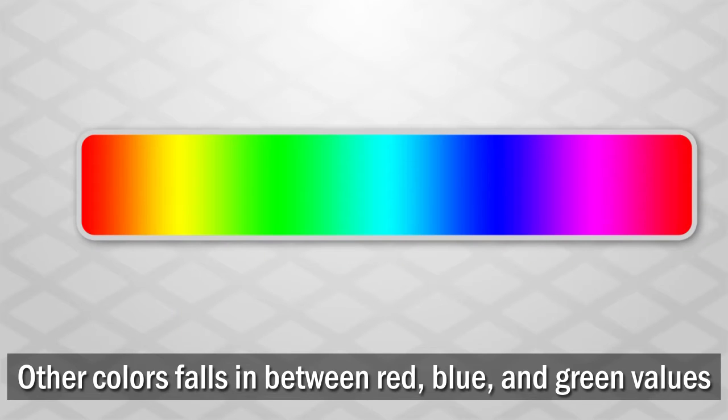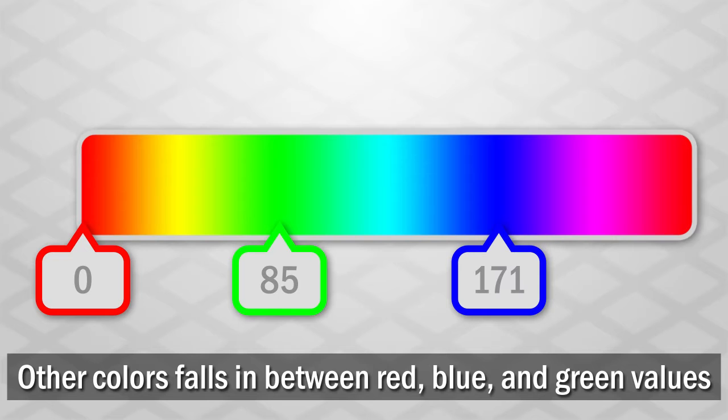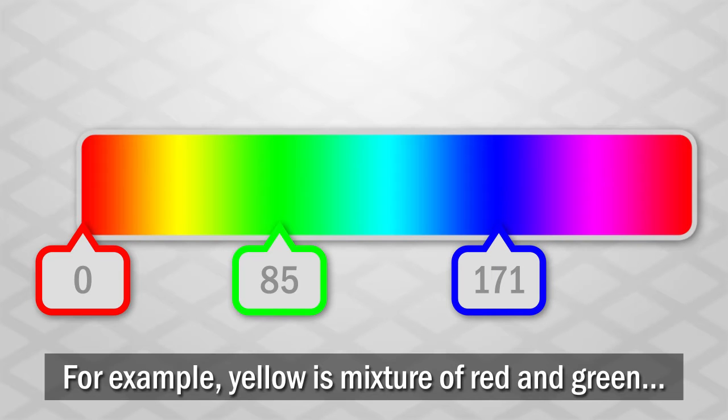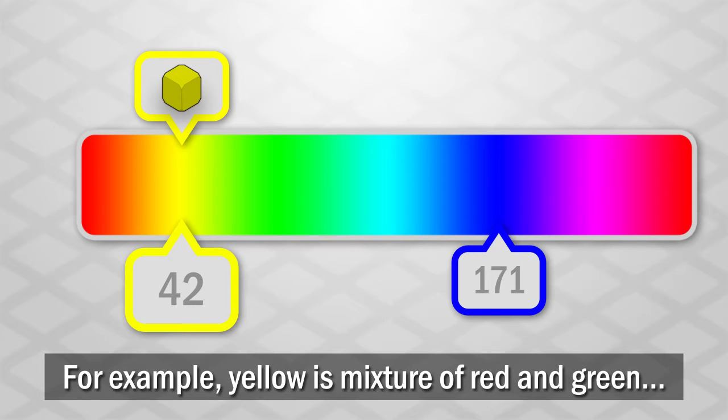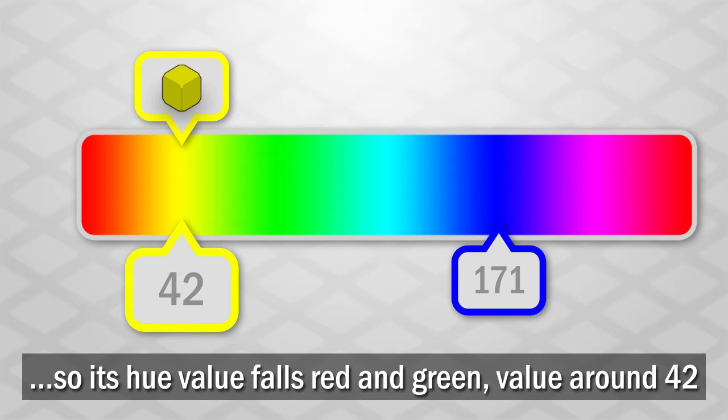Other colors fall somewhere between the red, green, and blue hue values. For example, the color yellow is a mixture of the colors red and green. So its hue value falls in between red and green, with a hue value of around 42.